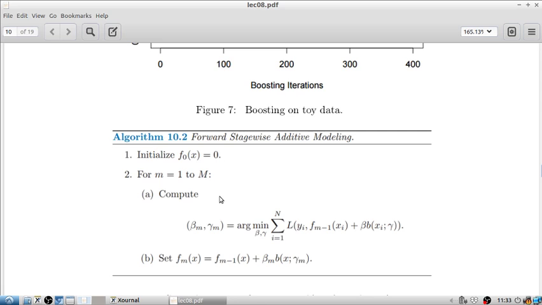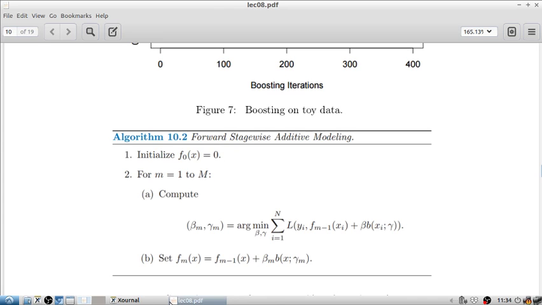So forward just means I'm going from m equals 1 to 2 to 3 up to M. Stagewise just means that in each stage I'm adding one function into my sum, so that after m steps I have m functions in my sum. At each step I'm very greedily fixing everything else and only optimizing the parameters of that function and its coefficient. That's the only thing I'm adding. And if you see, Adaboost is doing something similar.